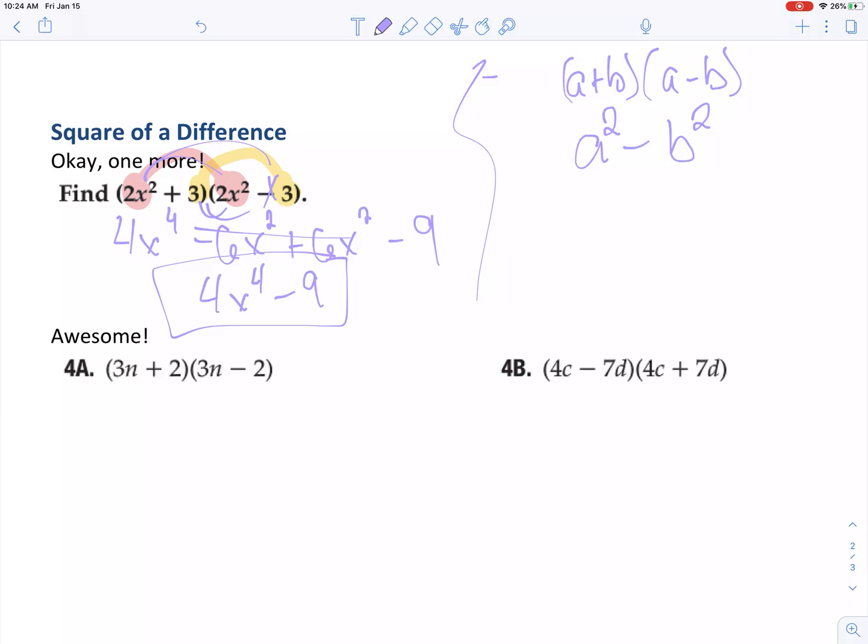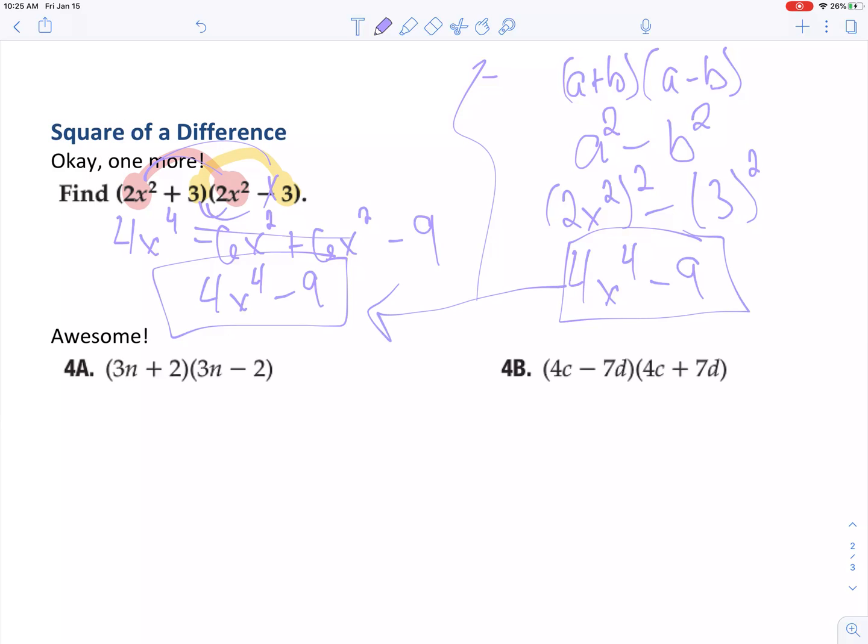So when I do that again, if a is 2x squared, then I have 2x squared being squared minus b is 3. So let's do that. 2x squared, quantity squared, is 4x to the fourth. 3 squared is 9. Look at that. Did you end up with the same answer? It is important for us to make note and know how to do these, because later you're going to have to do them backwards. So you need to know how to do them forwards first.